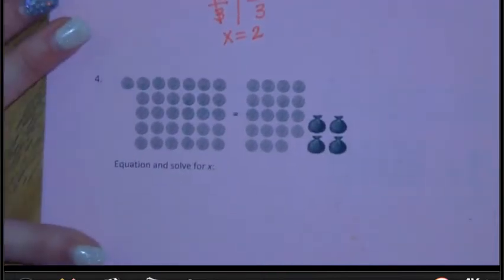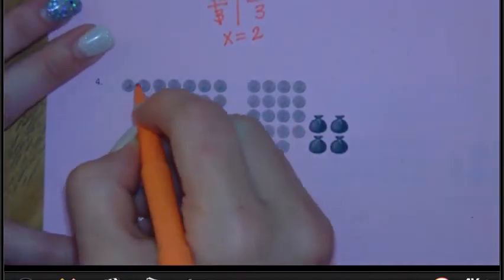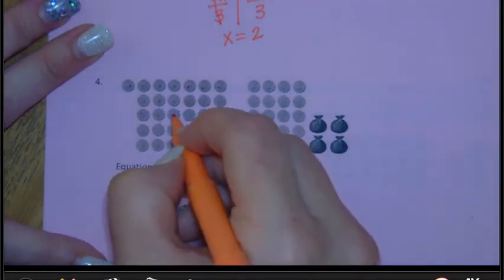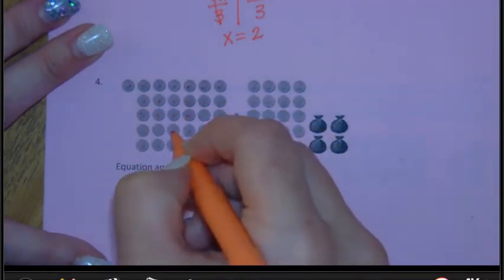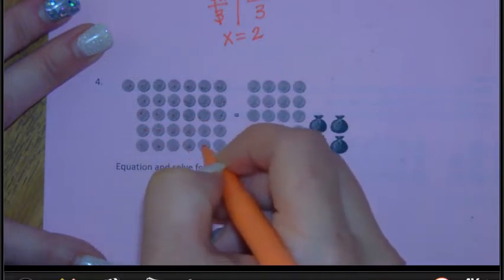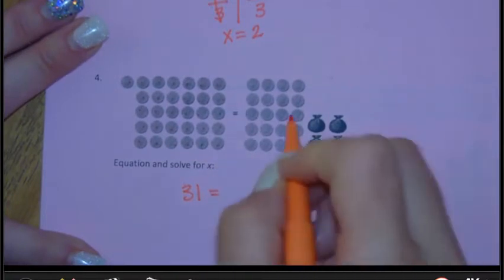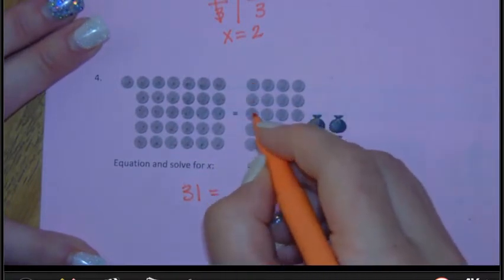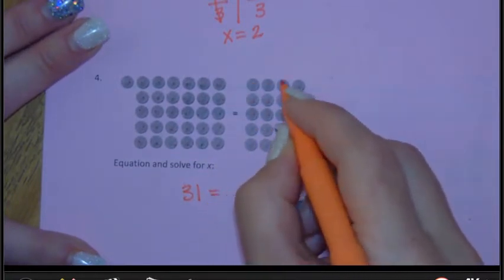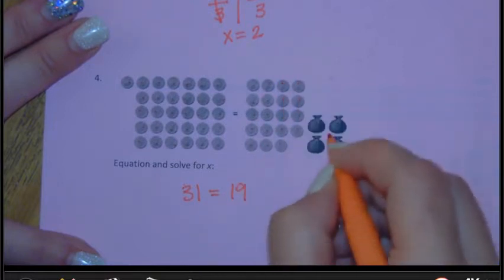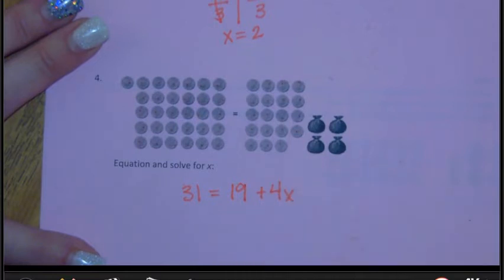All right. And then number 4, I see that I have 1, 2, 3, 4, 5, 6, 7, 8, 9, 10, 11, 12, 13, 14, 15, 16, 17, 18, 19, 20, 21, 22, 23, 24, 25, 26, 27, 28, 29, 30, 31. I have 31 coins on the left. And then I have 1, 2, 3, 4, 5, 6, 7, 8, 9, 10, 11, 12, 13, 14, 15, 16, 17, 18, 19. 19 coins on the right and 4 bags.